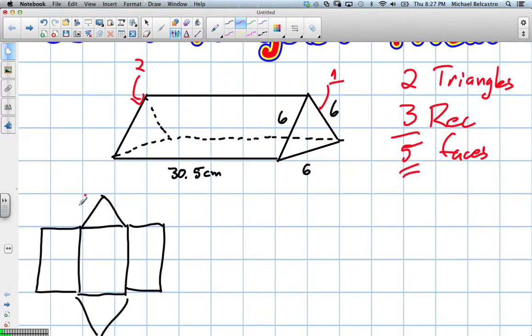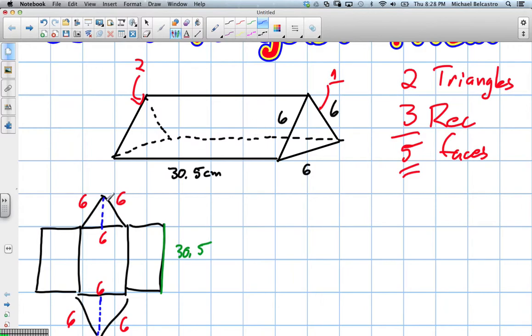From this information, we know that this is 6, this is 6, and this is 6. Those are the measurements of the sides of the triangle. And we know that this distance here is 30.5. Now, the triangle, first of all, in order to find the area of a triangular face, we actually have to find the height of the triangle, okay? We need to find the height of the triangle. And we're going to have to use some Pythagoras theorem to do this.